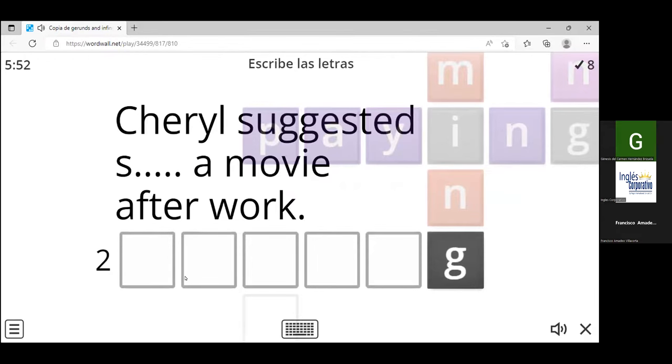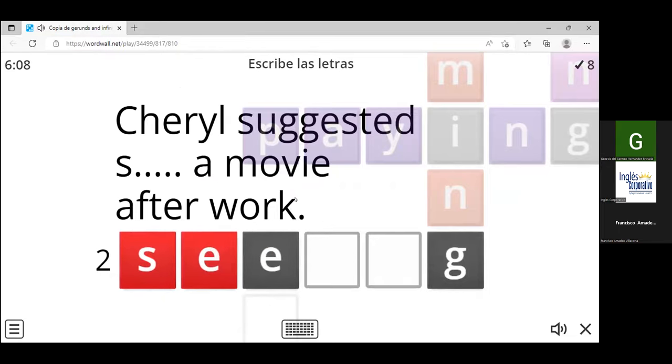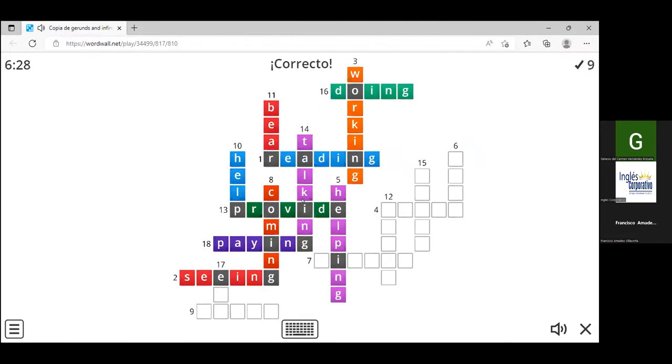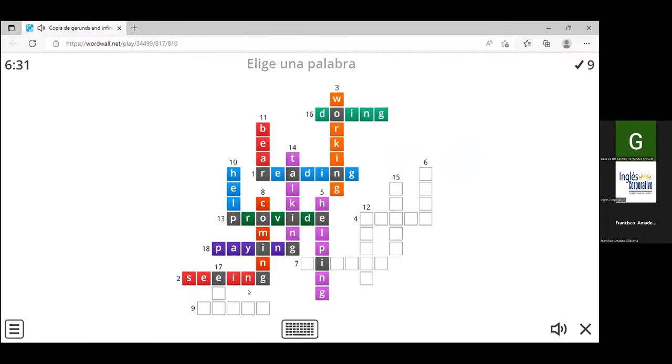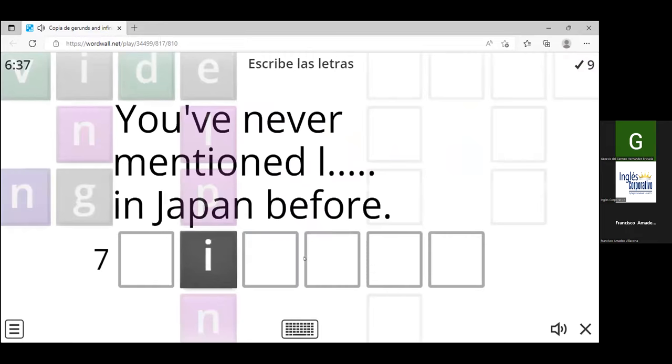Charlie, see you. Seeing. Seeing, I think. Seeing. Not seeing with the ing. And not seeing with s-e-e-i-n-g. And type the G. So that you go. Which one, number 7 or 17? Number 7. Oh, or 17.